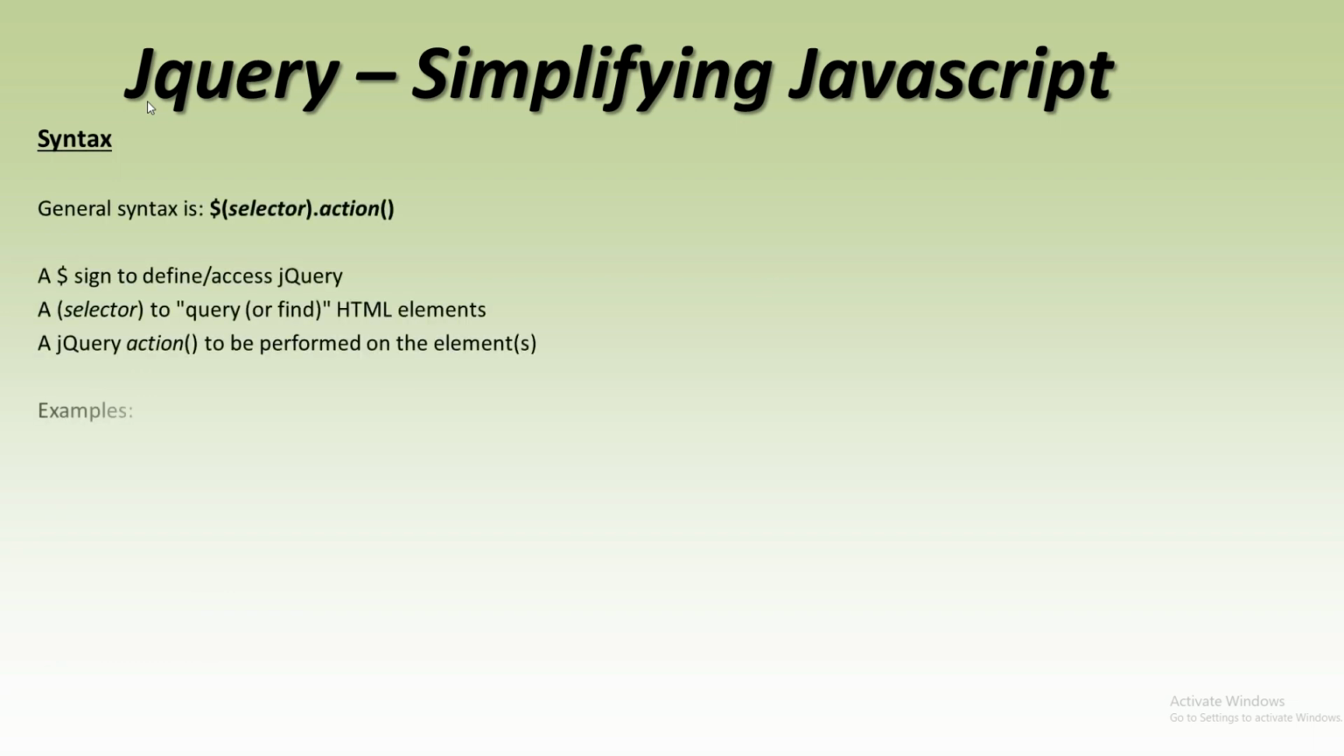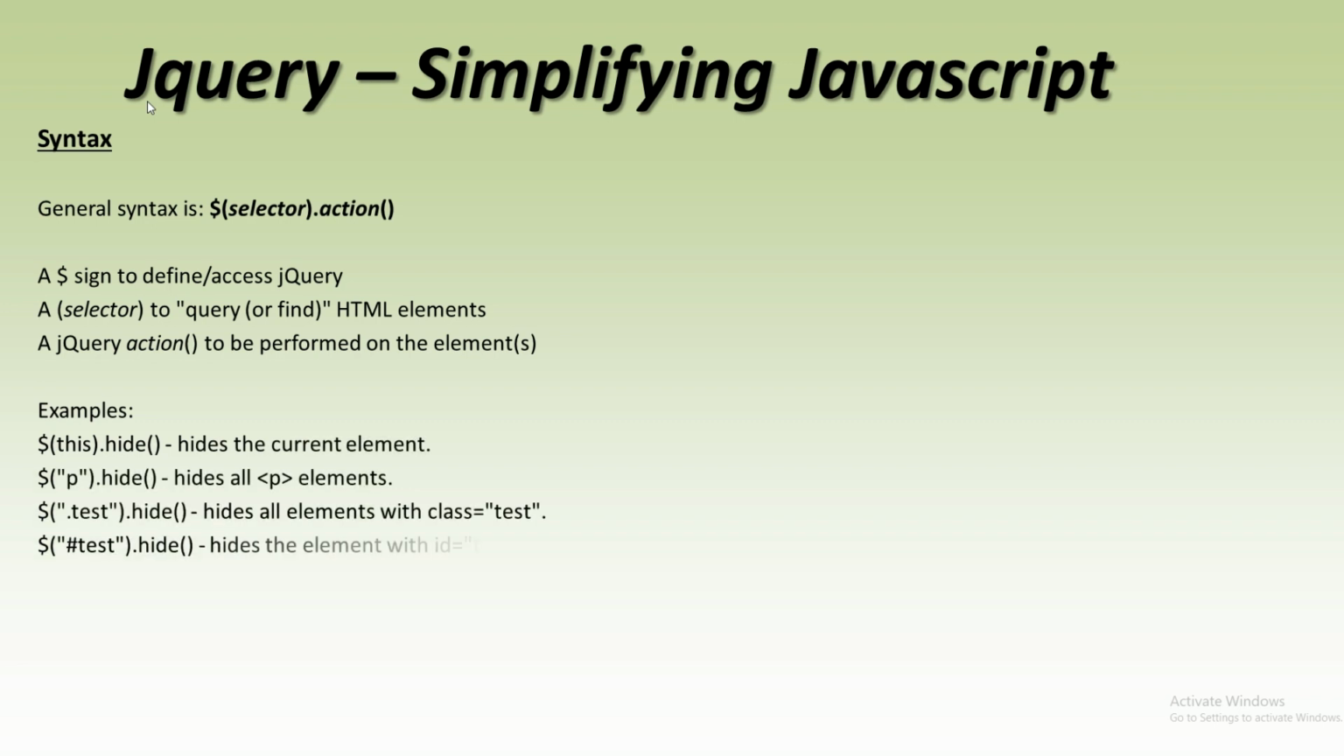Here we have a syntax which says that it begins with a dollar sign, then a selector, and then a dot and any kind of action. So a dollar sign defines access to jQuery. A selector, or query, is a query to find HTML elements, and a jQuery action is to be performed on the element. What kind of action do you want?